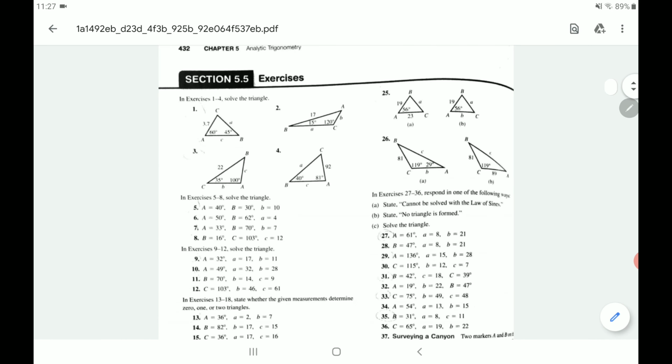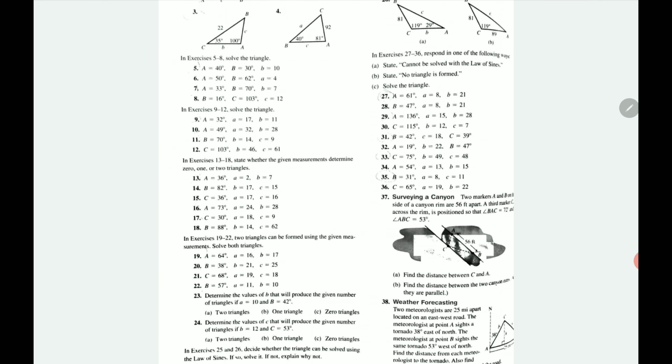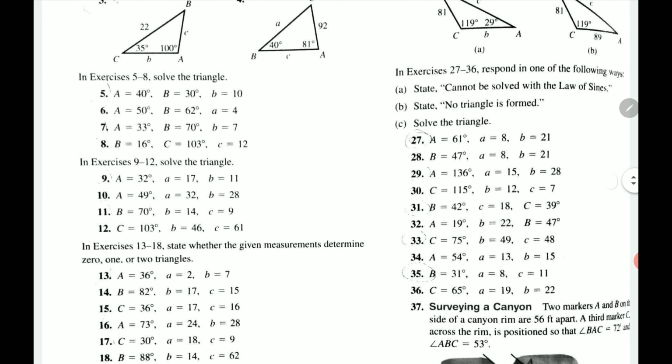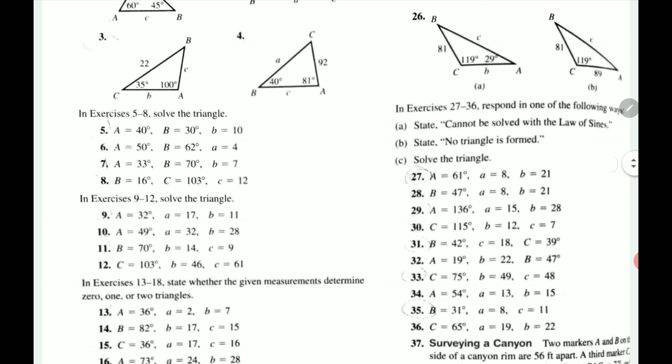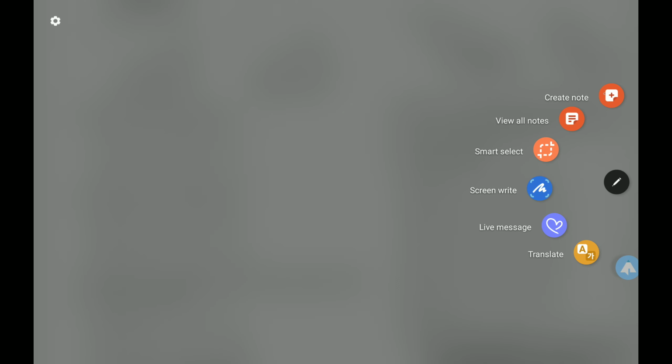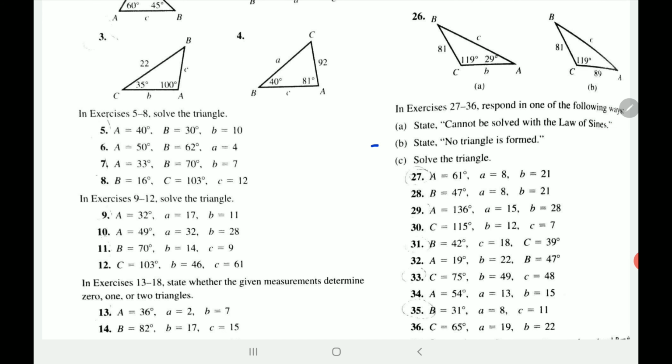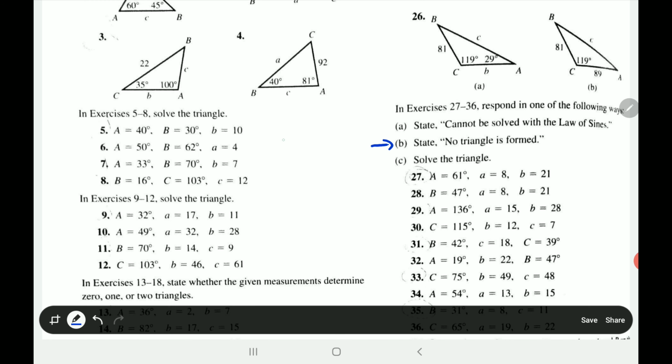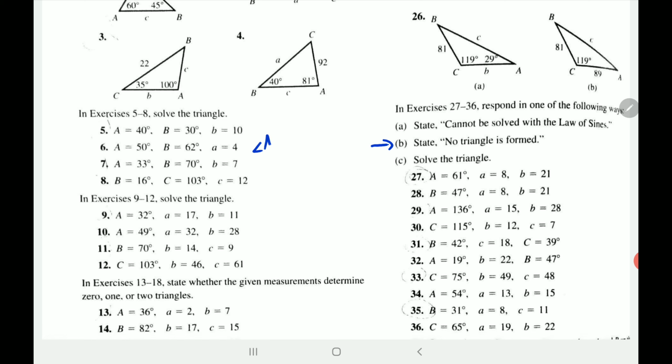Okay, so that's really going to take care of how to do the homework, because most of this is just doing what we did in the PowerPoint. So if you need a refresher, watch the PowerPoint again, and then go back through how I did the previous questions to determine if no triangle is formed. No triangle is only formed if, let's say, I'm given angle A, side A, and side B. All right, and I'll change this up. So let's say I'm given angle C, side C and side A.